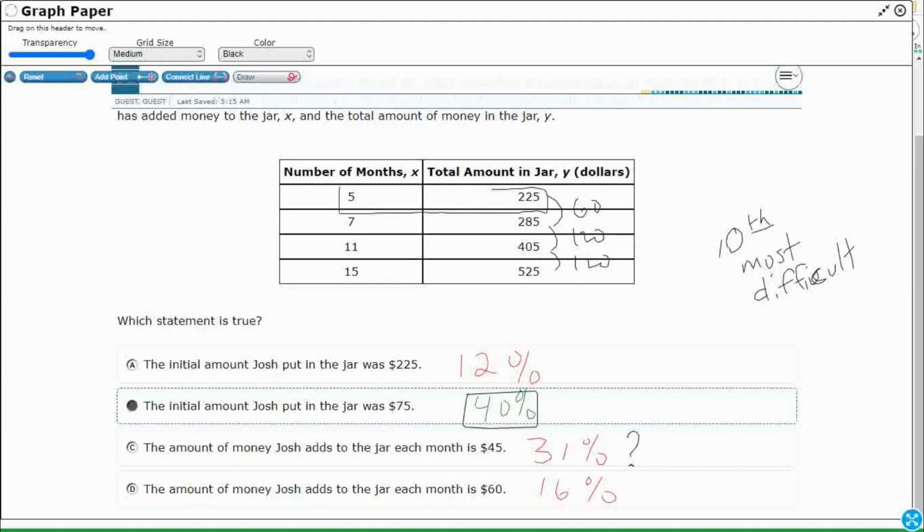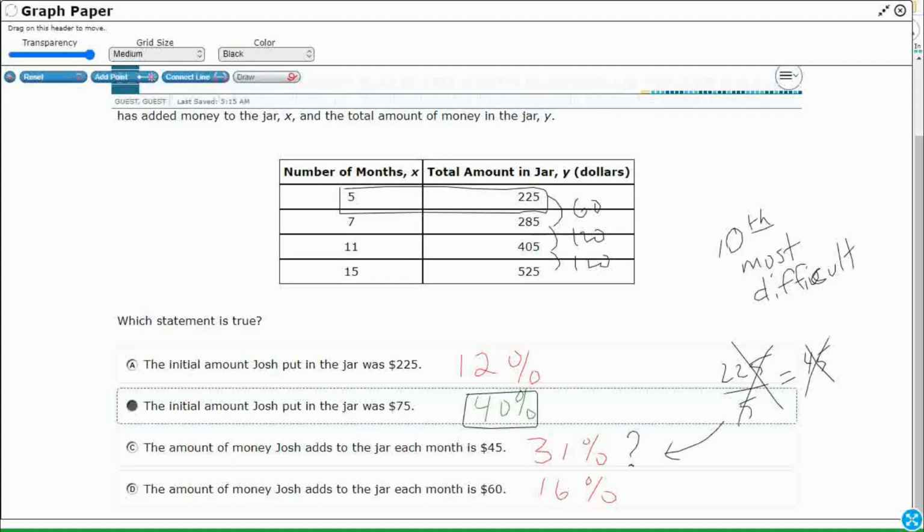What if we're not really sure how to find the amount of money? Well, what if you just take the total amount in the jar, 225, divided by the number of months? You're going to get 45, which would work if it were proportional, if it started at the origin. But we already said he had an initial amount, so you can't just divide that. So these students that chose this really didn't understand that y-intercept having an initial amount means that you can't do this. You can only do that if it's a proportional relationship and it goes through the origin.